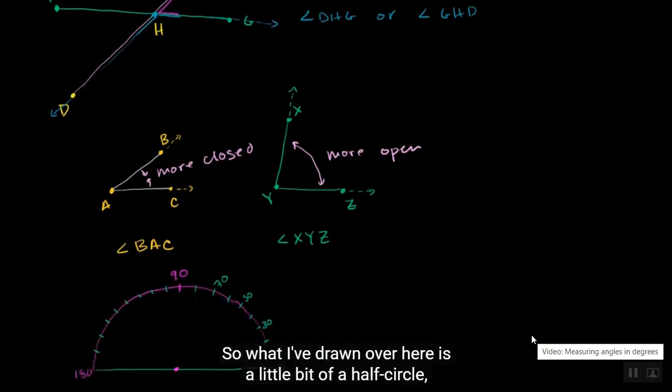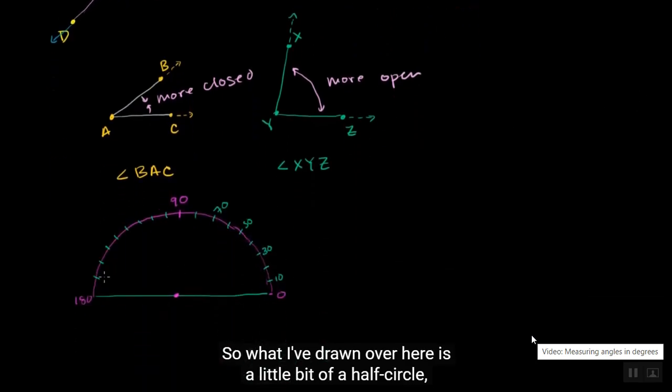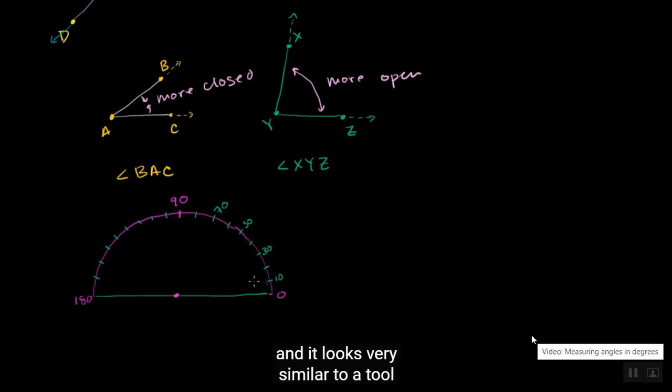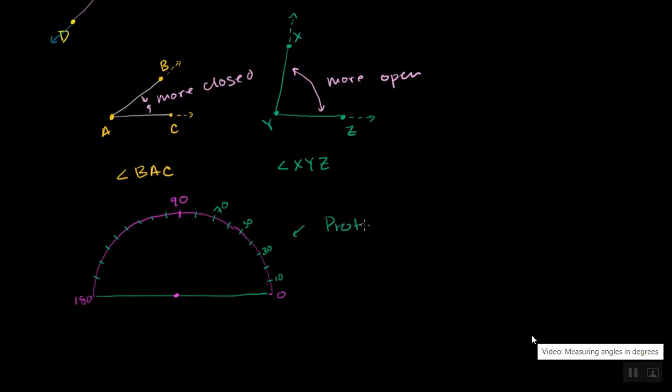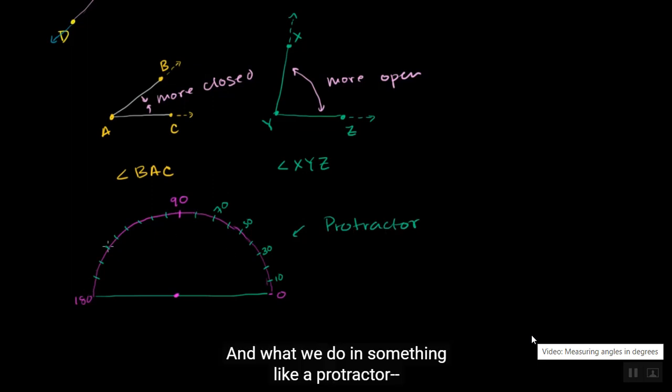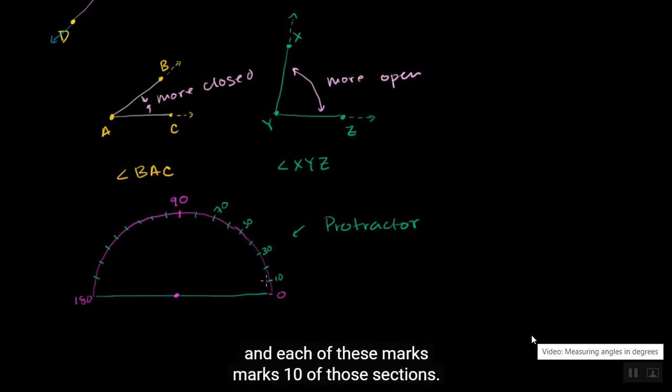So what I've drawn over here is a little bit of a half circle, and it looks very similar to a tool that you can buy at your local school supply store to measure angles. So this is actually a little bit of a drawing of a protractor. And what we do in something like a protractor, and you could even construct one with a piece of paper, is we've taken a half circle right here and we've divided it into 180 sections, and each of these marks marks 10 of those sections.